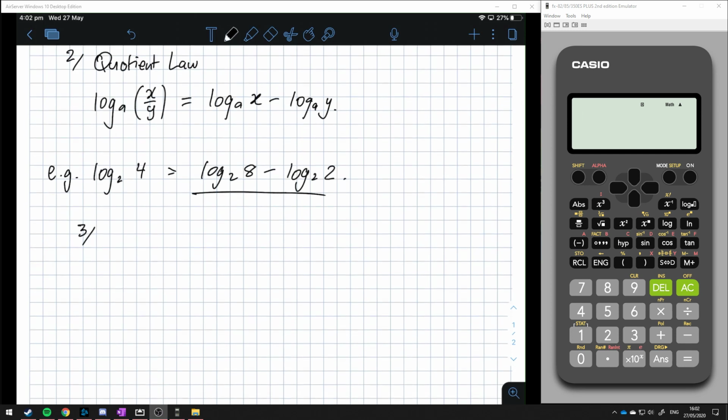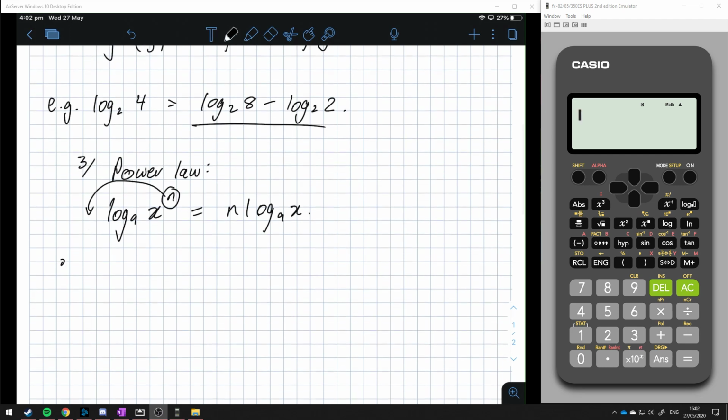And then the third one we've got is the log of a power. We should write that actually, log of a power, power law. And that is, if we have log A of x to some power, let's say n, well that's the same as n lots of log A of x, okay? So basically the power just comes down the front.